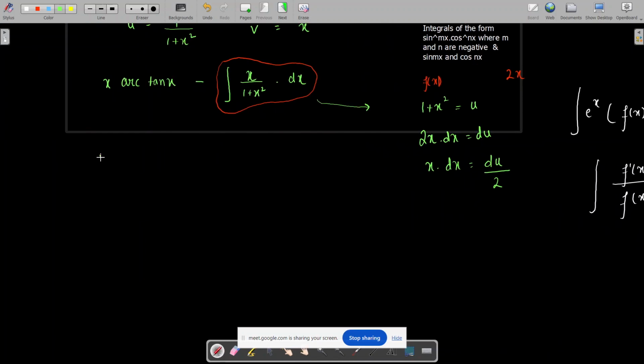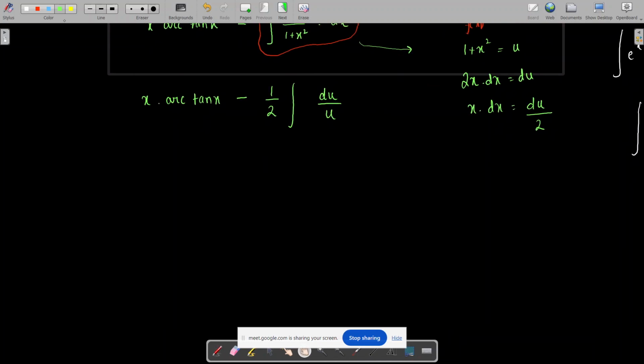And then I think we are done. So this is x arctan x minus this integral, which now becomes du over 2. So I'm going to write 1 over 2 outside the integral symbol, and we get du over u, which is basically ln x, minus 1 over 2 ln x.